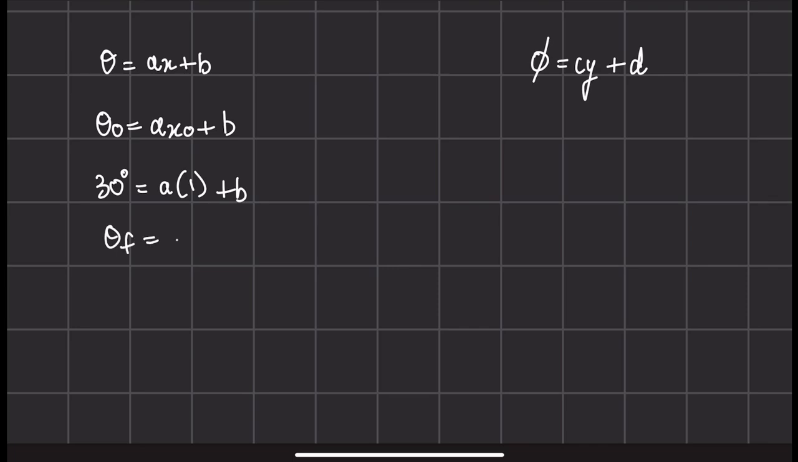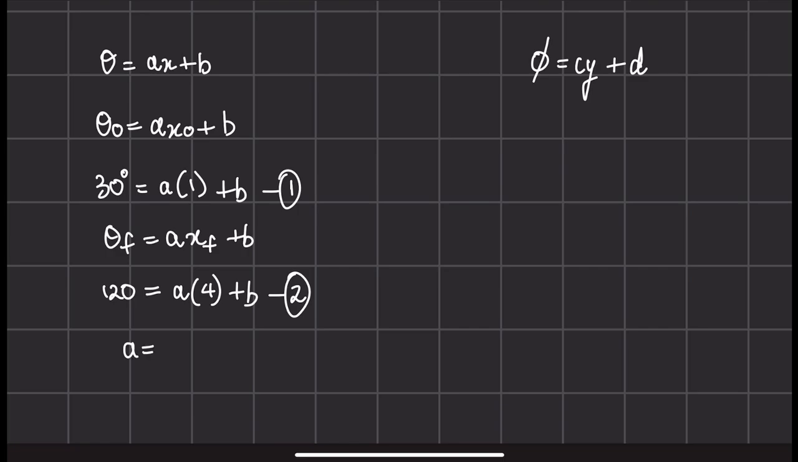Theta f is equal to a into xf plus b, which is 120 is equal to a into 4 plus b. Marking this as equation 1 and this as equation 2. As in these two equations there are two unknowns, we will be able to find them. A is equal to 30 and b is equal to 0. Similarly, for the value of phi, we will be equating phi naught is equal to c into y naught plus d.